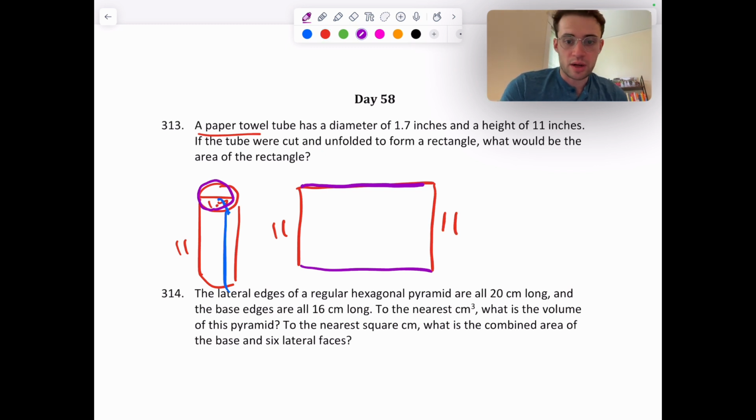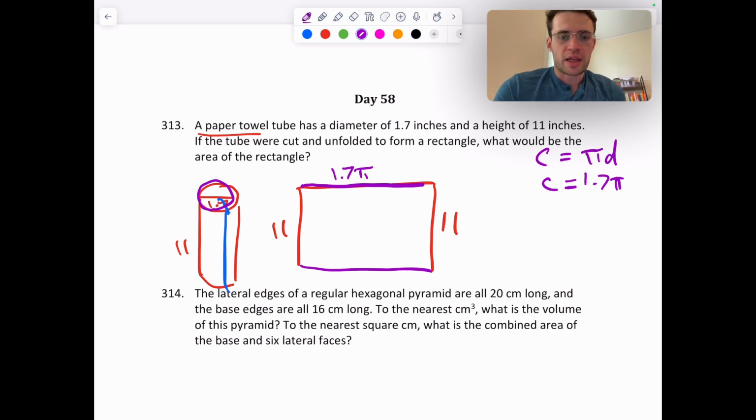It will be the circumference, which is equal to pi times the diameter, pi d, or 2 times pi times the radius. In this case, they gave us the diameter. So we could say it's 1.7 times pi. So this would be 1.7 pi inches. If we want to estimate that value as a decimal, we could type it in a calculator. 1.7 times pi gives us 5.3407. So it's about equal to 5.341 inches. What would be the area of the rectangle?